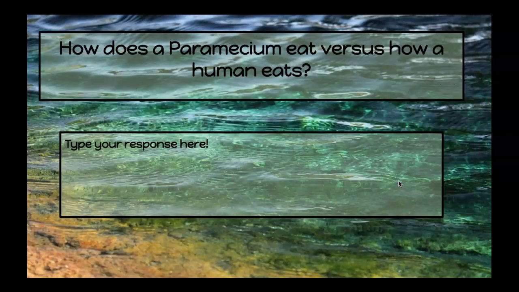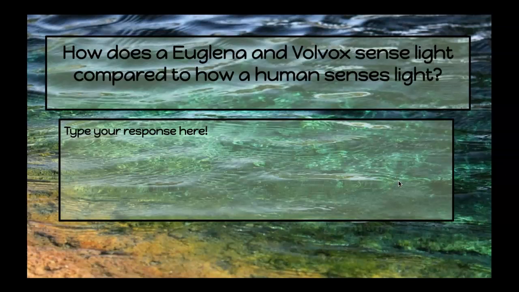All right. This question is a free response question. How does a paramecium eat versus how a human eats? So you're comparing how the 2 different organisms eat. How does a euglena and volvox sense light compared to how humans sense light? So what do they use versus what we use?